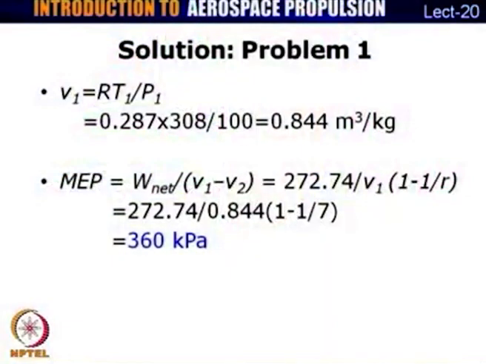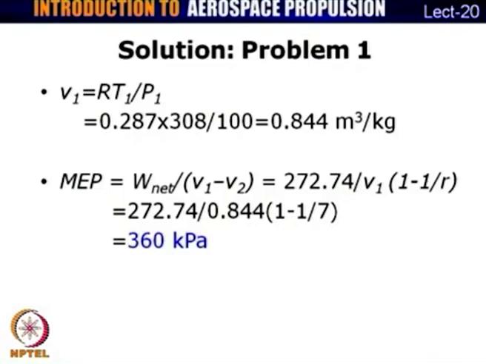So, if we substitute for the gas constant, the temperature and pressure, we can calculate the specific volume at state 1. Once we calculate that, we can actually calculate the mean effective pressure, because we know the compression ratio, and therefore, we can express V 2 in terms of V 1. So, let us substitute for these values here.